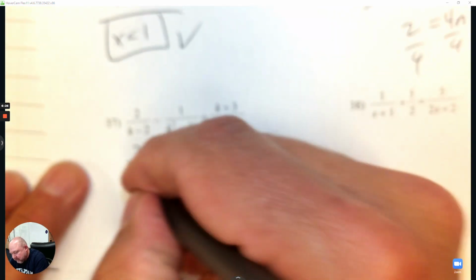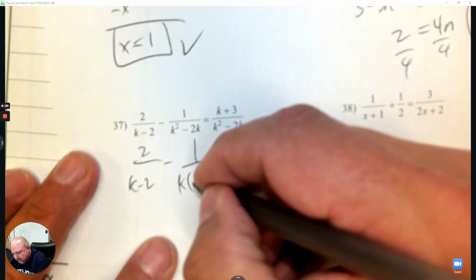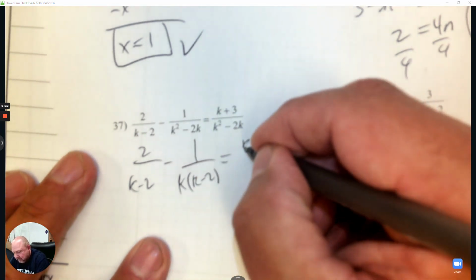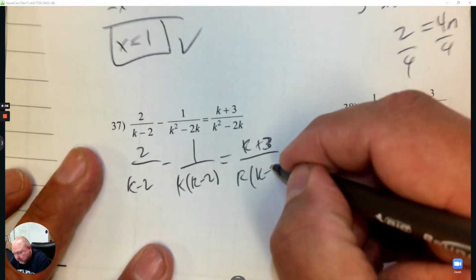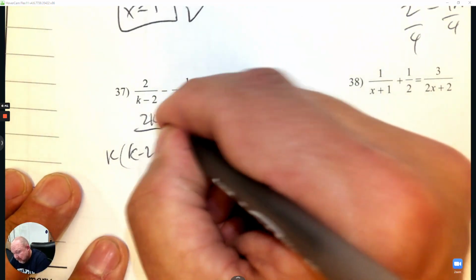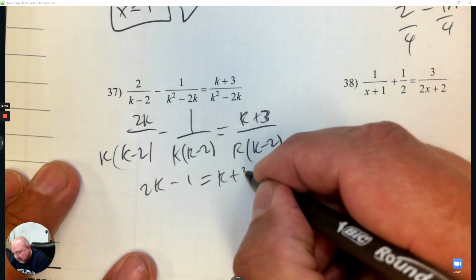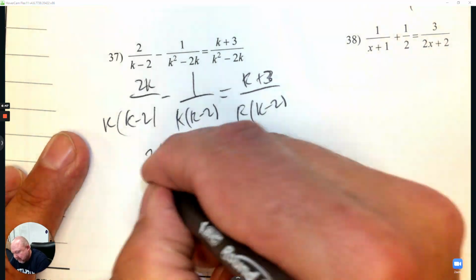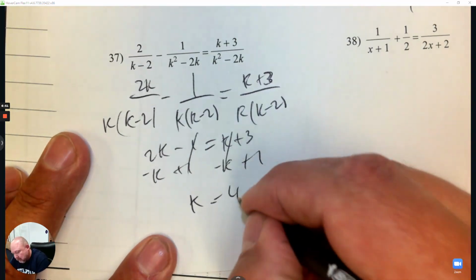This one we're going to factor. So factor out a k. K minus 2. Factor out again a k. Oops, that's a 3. K minus 2. Multiply by k. So we have 2k minus 1, and then k plus 3. And we're going to solve that. So subtract k, add 1, and you get k is equal to 4.